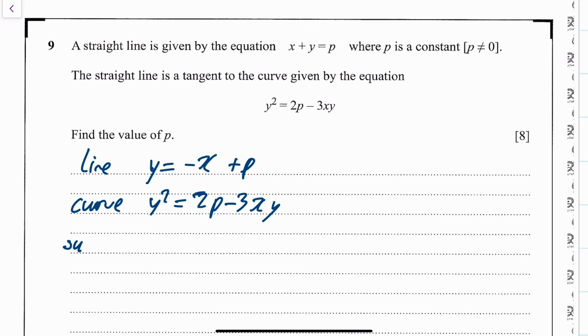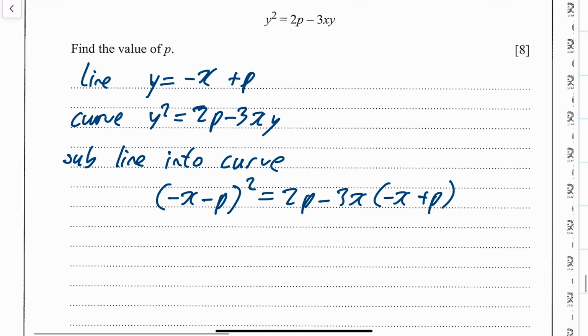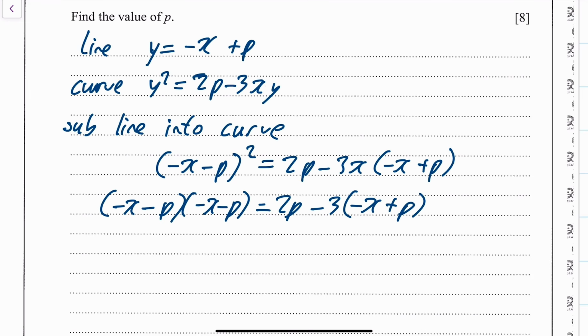Right, all I'm going to do is substitute my line into my curve. So subbing my line into my curve, everywhere I see my y, I'm going to replace it with minus x plus p. Okay, and then we're going to multiply it out. To do this without making mistakes, good idea to just write that out the longer way. The minus x minus p squared is minus x minus p upon minus x minus p. Multiply it out, you'll have x squared.